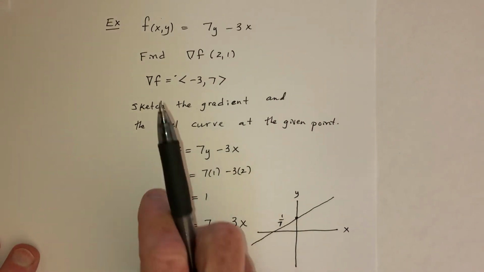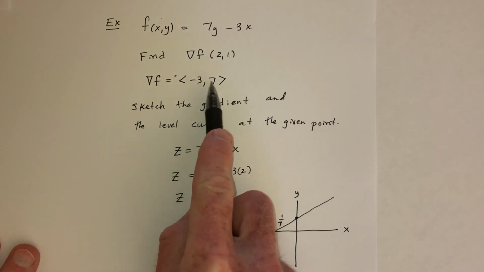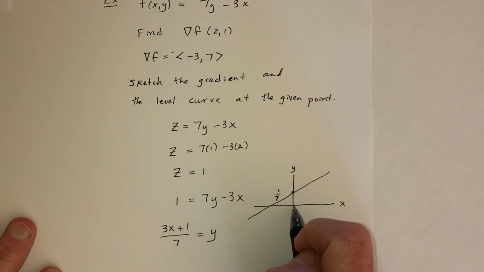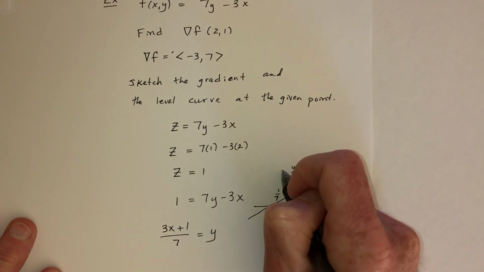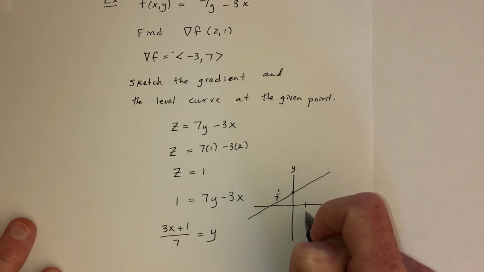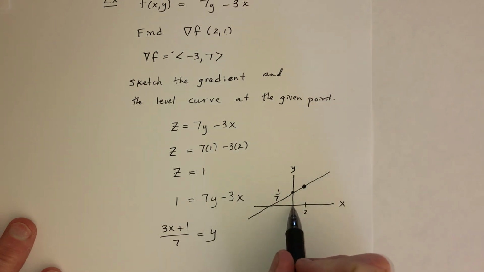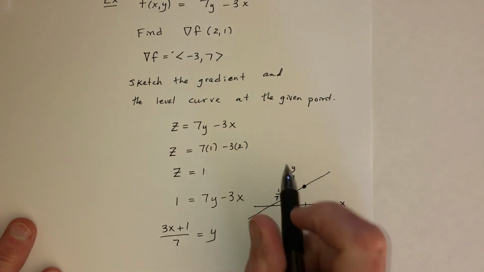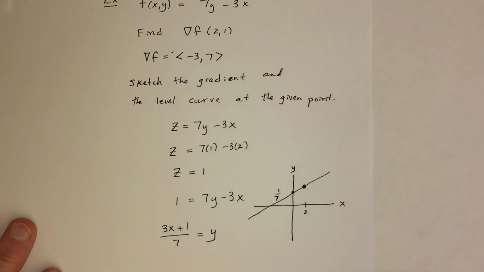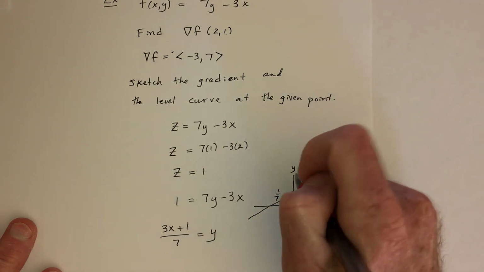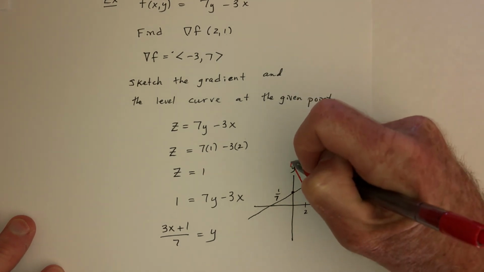Also, graph the gradient. Well, notice that the gradient is -3, 7. So that would mean go -3, 7, and then go in that direction. But it's supposed to be at the point 2, 1. So if you go -3 and then 7, it's going to be pointing that direction. But take that vector and just move it over to here. So that means that this vector, the gradient vector, is going like this.